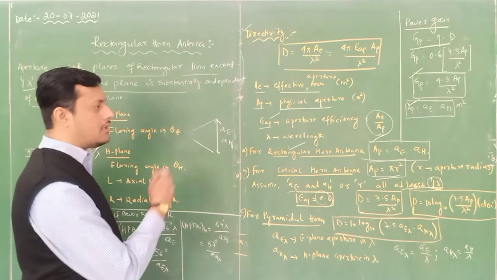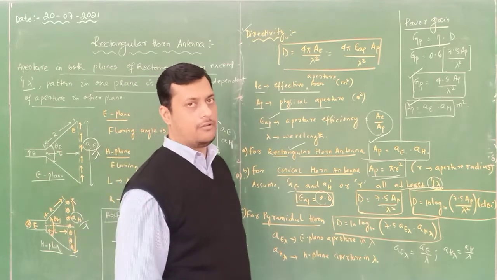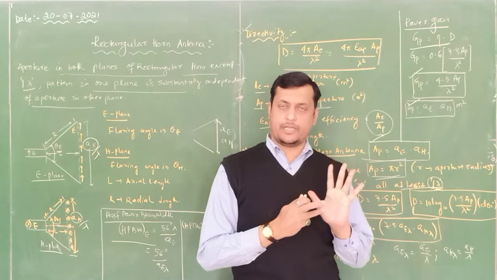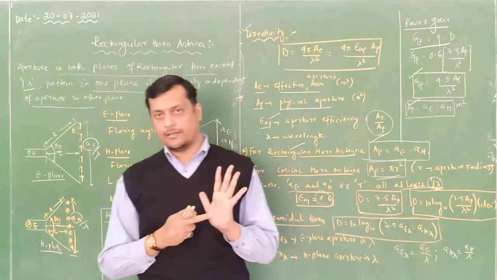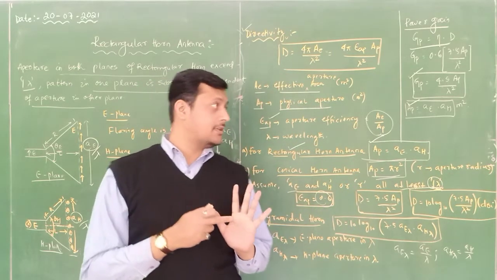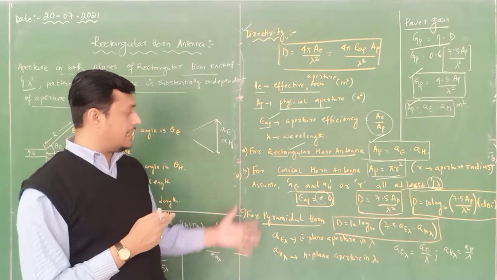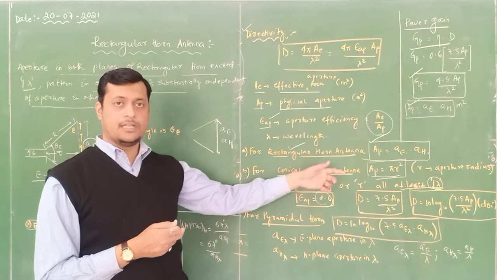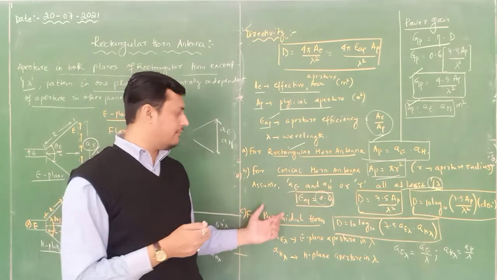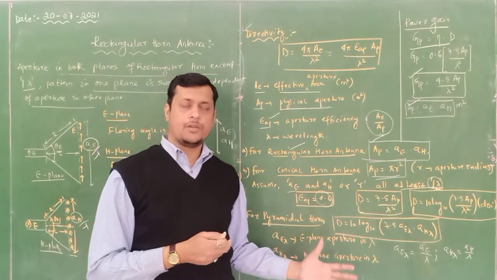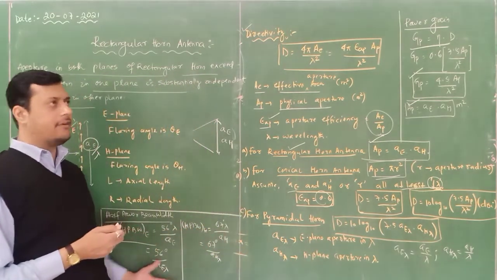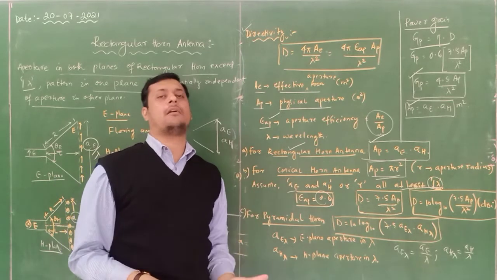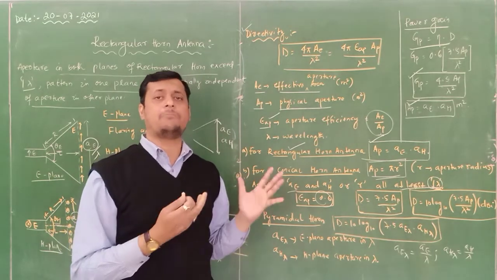So whatever we have discussed here is all about the rectangular horn antenna. We have discussed directivity and power gain, for three cases: one with respect to the rectangular horn, one with respect to the circular horn antenna, and one with respect to the pyramidal horn antenna. We have discussed half power beamwidth, power gain, and directivity. These are the basic features of any antenna.